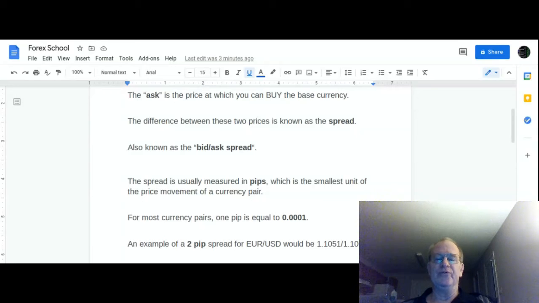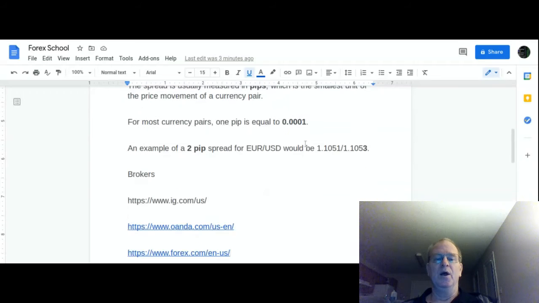So what they do is they will buy or sell and mark the price up, and that's how they make their profit. The spread is usually measured in pips, which is the smallest unit of price movement of a currency pair. For most currency pairs, 1 pip is equal to 0.0001. In other words, it goes to 4 decimals.